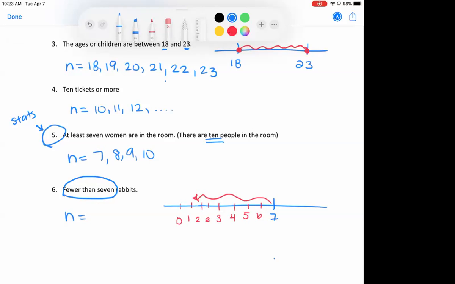Now I have a big question for you. Is the 7 included? Well, think about it this way. What if I had fewer than $7? Think about money: if something costs $7 and you have fewer than $7, you don't have enough.